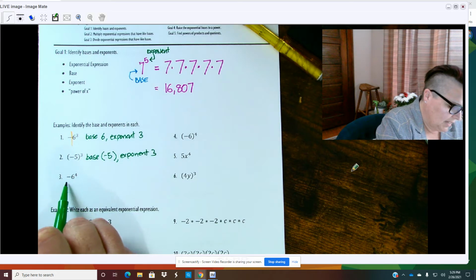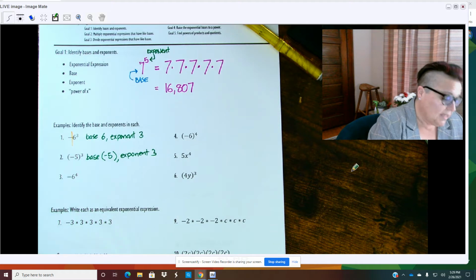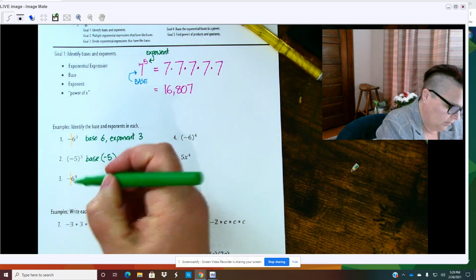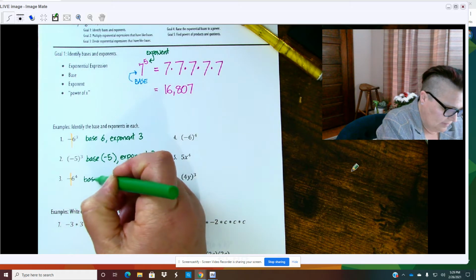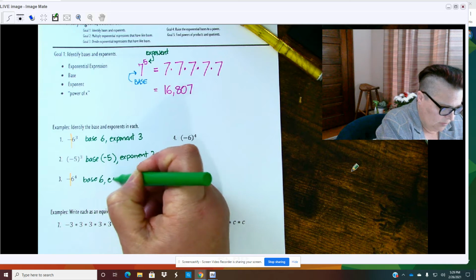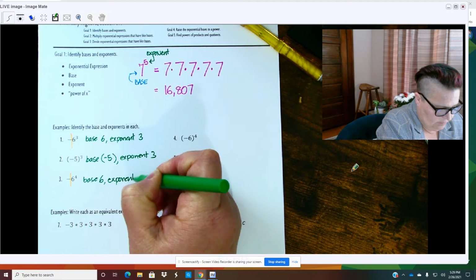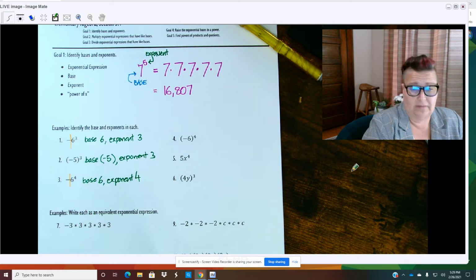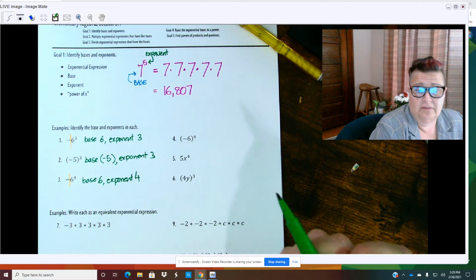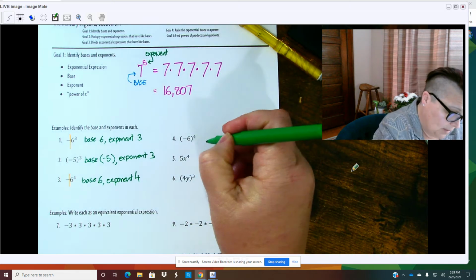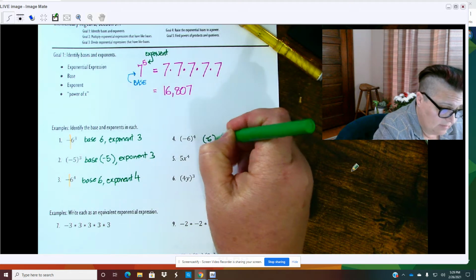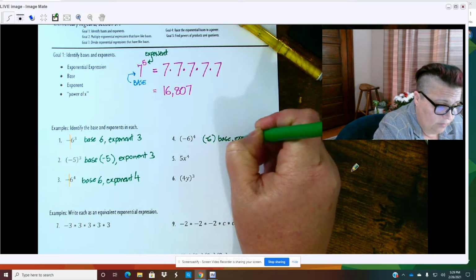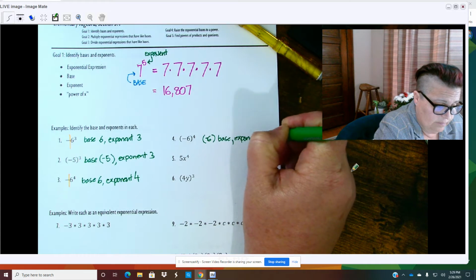Number 3, we have a -6 to the 4th. Again, without the parentheses, the 6 is being raised to the 4th power. So our base is the 6. Our exponent is the 4. The negative would just be put on at the end. This is different from (-6) to the 4th. Again, the parentheses tell us that -6 is the base with the exponent of 4.